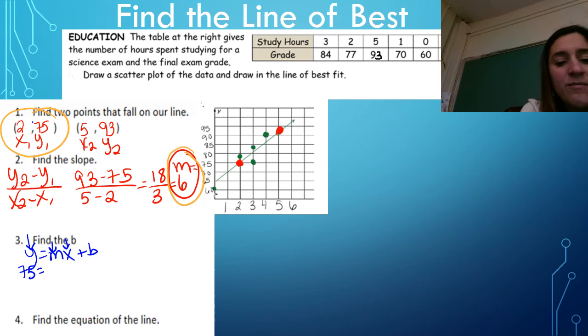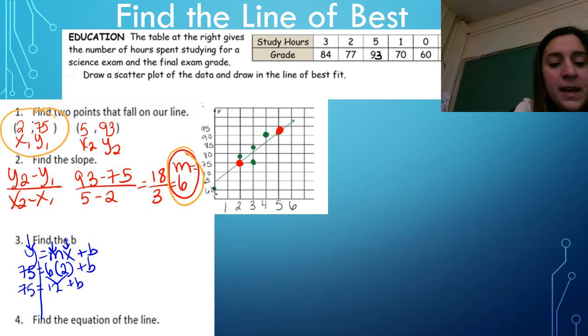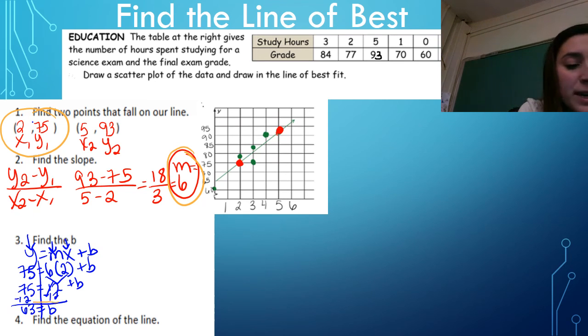As you can see, my y value was 75 equals, well, my m value was 6, my x value is 2, plus b. Great. Now I'm just going to solve for b. Well, what is 6 times 2? So 75 equals 12 plus b. My last step will be to get b alone by subtracting 12 from both sides, which gets me 63 equals b. Good.